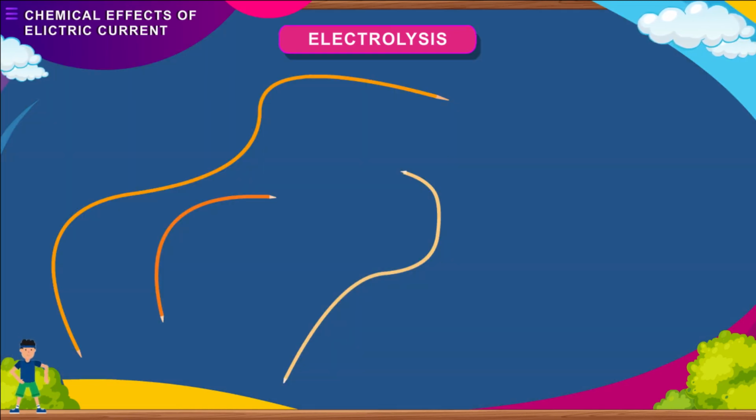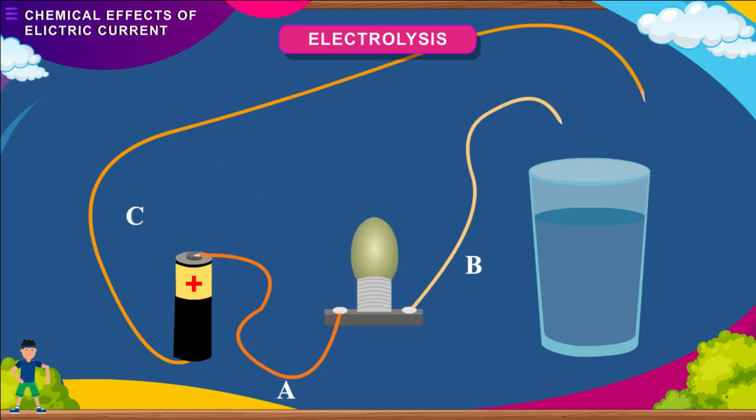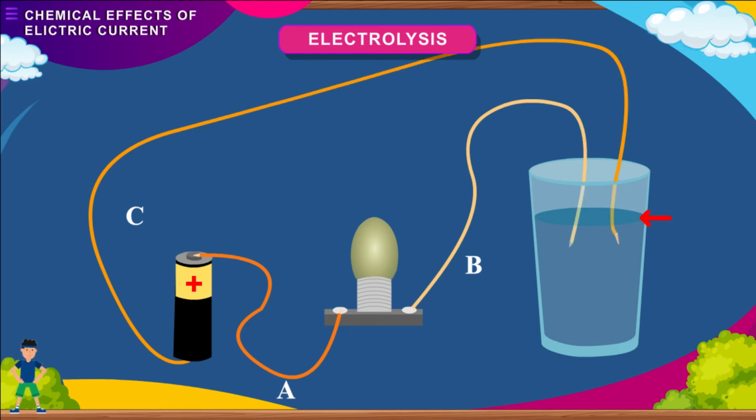Here is an activity to show that pure water does not conduct electricity. Take 3 small pieces of copper wire, a dry cell, a bulb, and some distilled water in a beaker. Connect the bare ends of the copper wires A, B, and C through the bulb and cell as shown in the figure. Now, dip the 2 bare ends of the wires B and C in distilled water in the beaker. You will observe that the bulb does not glow. It proves that pure water does not conduct electricity.